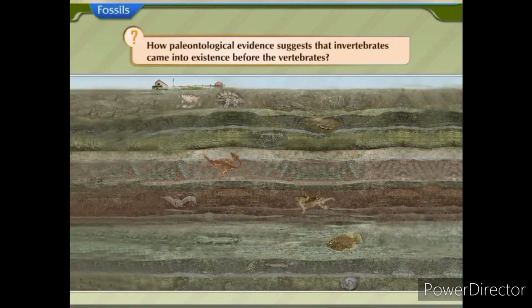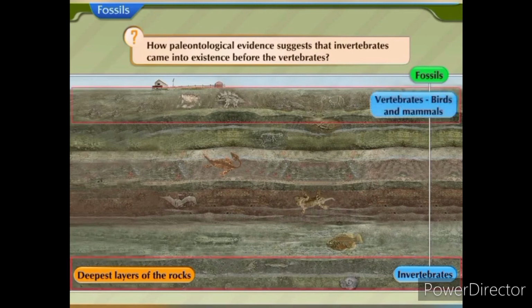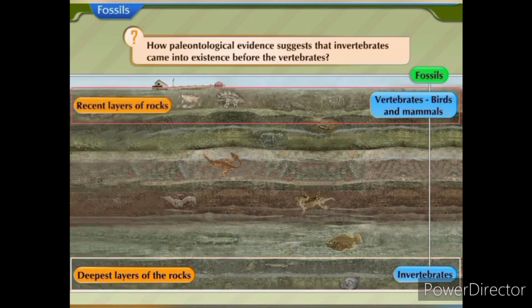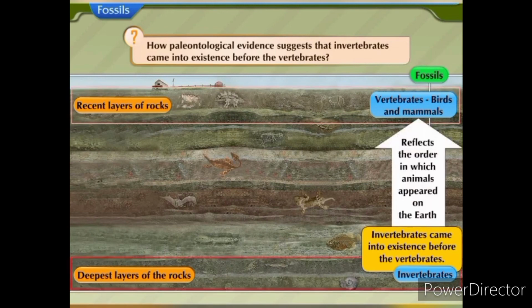Do you know how paleontological evidence suggests that invertebrates came into existence before the vertebrates? The fossils of invertebrate animals are found in the deepest layers of the rocks, whereas fossils of vertebrates, namely the birds and mammals, are found in the recent layers of rocks. This evidence suggests that the invertebrates came into existence before the vertebrates and reflects the order in which these animals appeared on the earth.